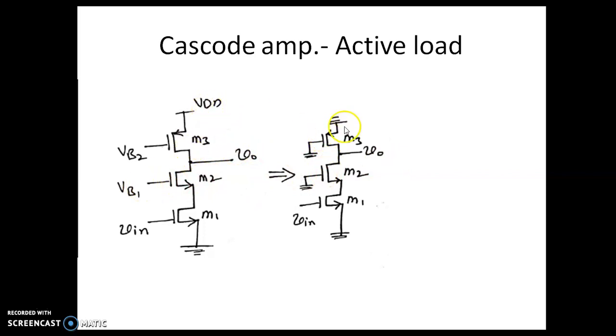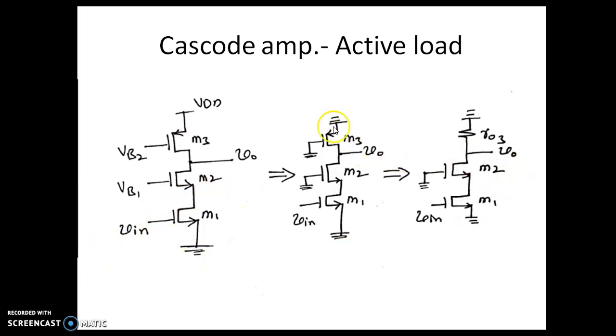So all DC voltages are replaced by AC ground, and you can see now that since both source and gate are AC grounded, M3 will effectively act like a resistor, that is R03. Now we are trying to find out what is the cascode amplifier gain with R03 as the load.